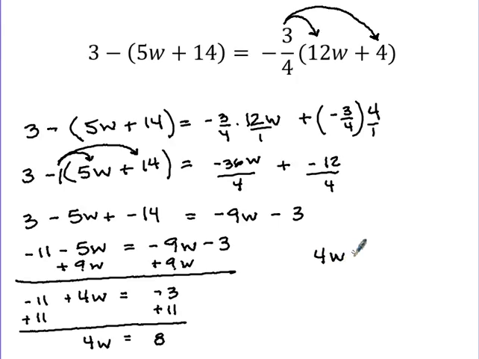So at this point I have 4w equals 8. And all I have to do now is just get rid of this 4, divide both sides by 4. You guys know how to do that, super easy. 4 over 4 gives me 1, or just w like I'm looking for. 8 divided by 4 gives me 2, so my final answer is 2.